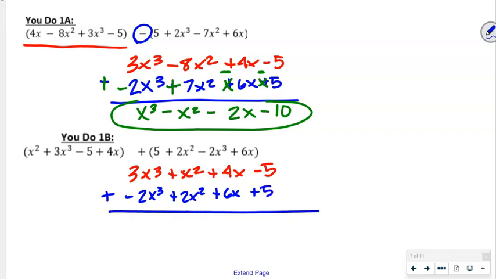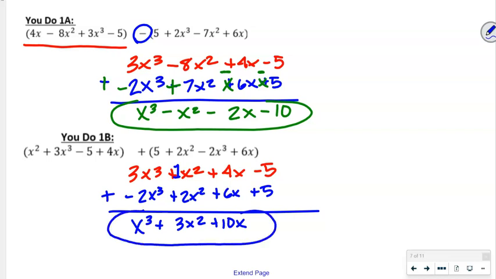So what is 3 minus 2 again? That's just 1, right? And then what is, remember there's a 1 out in front of here, so 1 plus 2 is 3, so this is 3x squared. 4 plus 6 is 10. And negative 5 plus 5 is 0, so we're not even going to put that term down there because we don't need it. Okay?